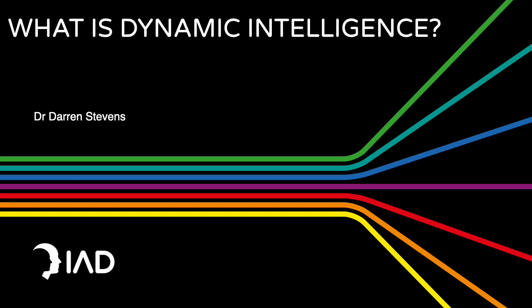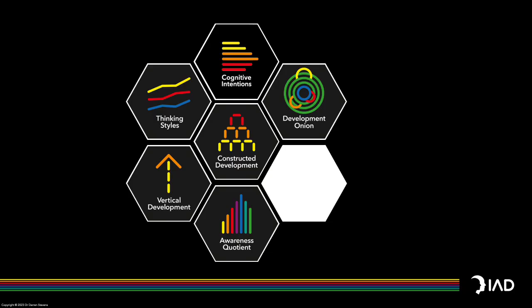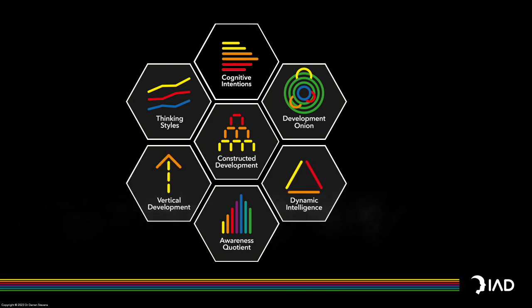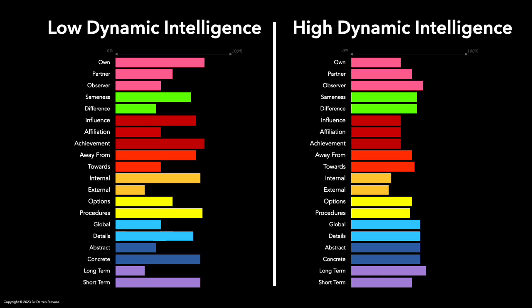My name is Dr. Darren Stevens and this talk is about dynamic intelligence. In this video we will be going through the intricacies of dynamic intelligence, how the name came about and what it means in context. I'm aware it is sometimes used in childhood development, but we're not children and it means something different here.